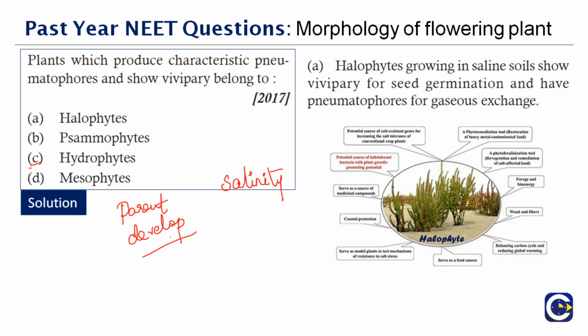So here you have a picture which shows the different characteristics of halophytes. It serves as a source of medicinal compounds. Then it serves as a model plant to test mechanisms of resistance to salt stress, and serves as a food source, wood and fibers, forage and bioenergy. So you have many uses from halophytes.